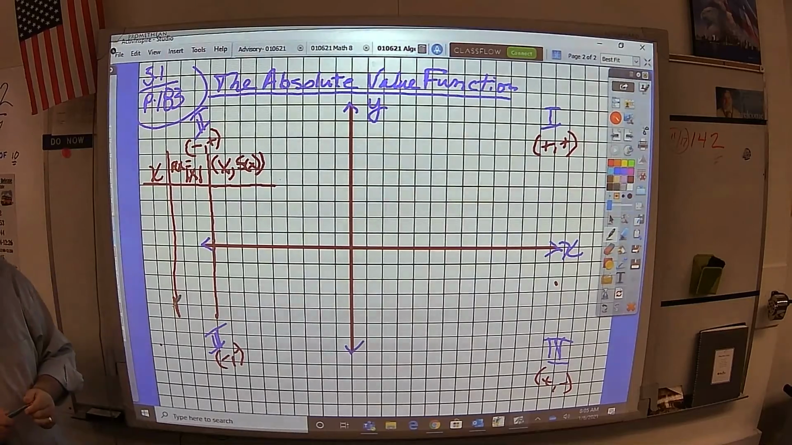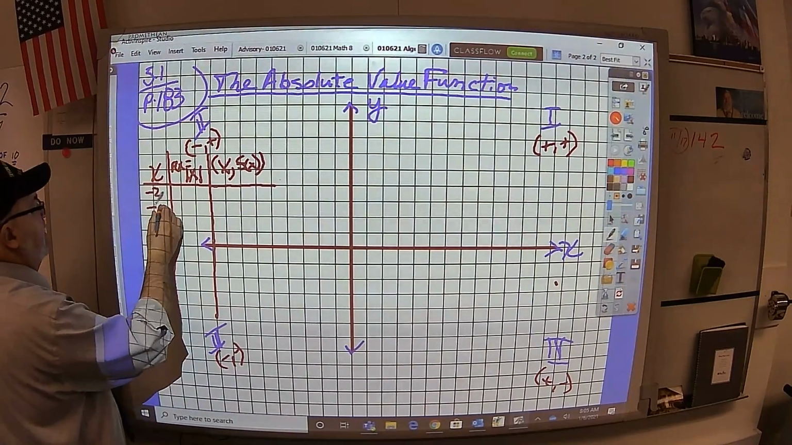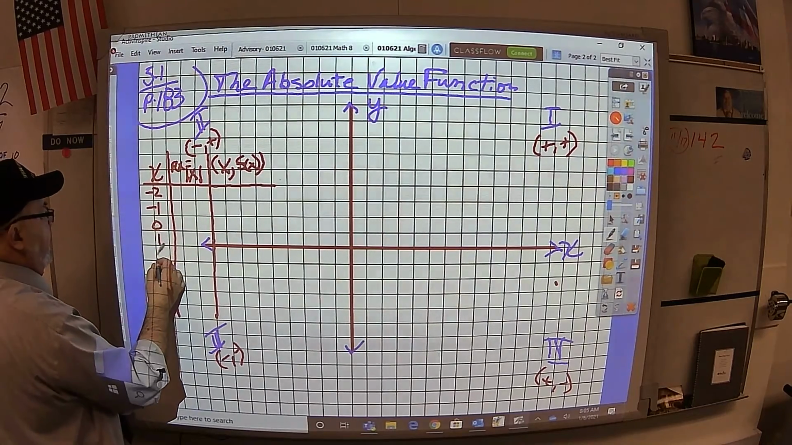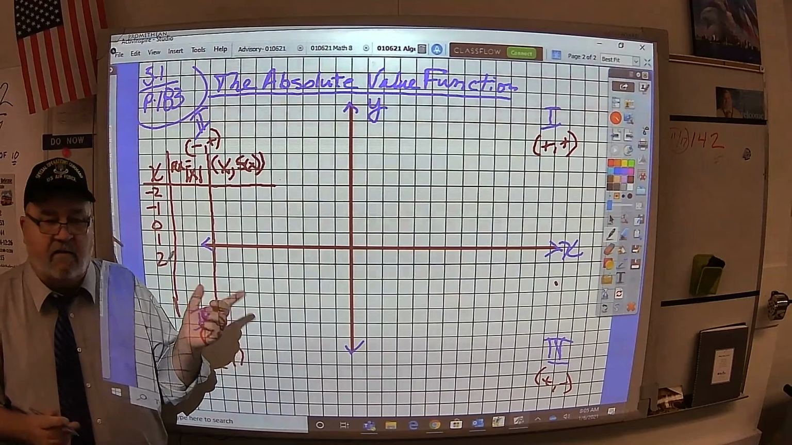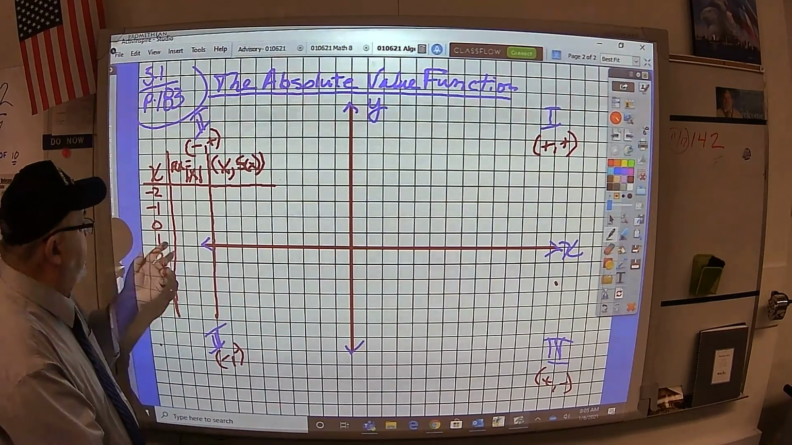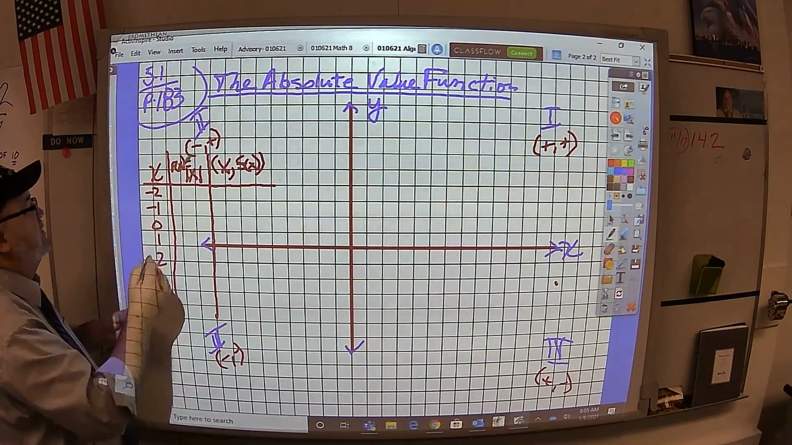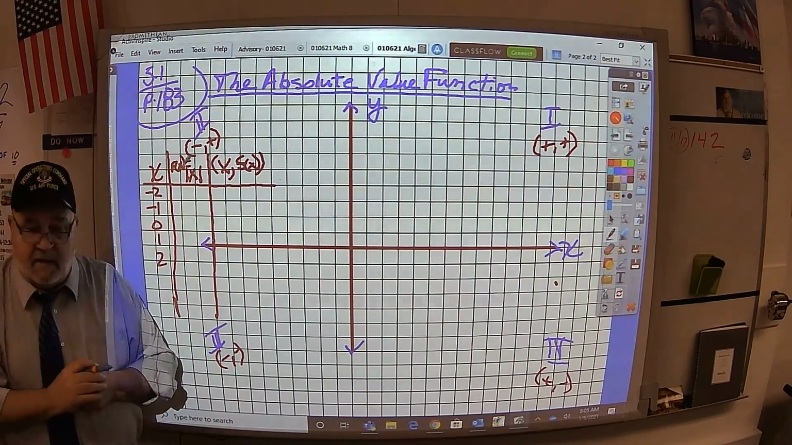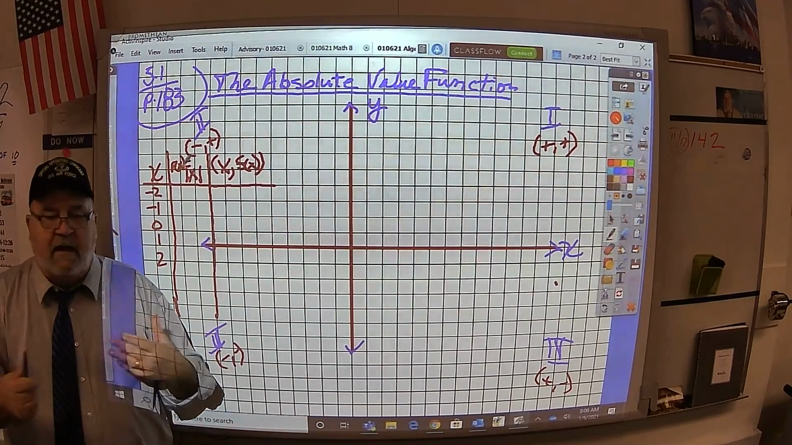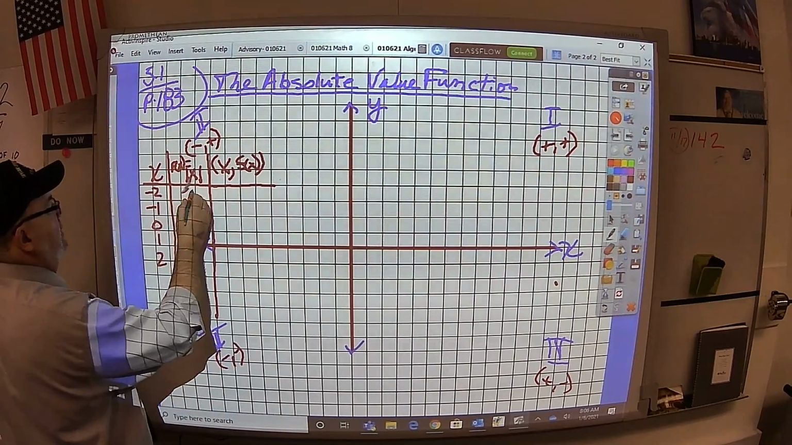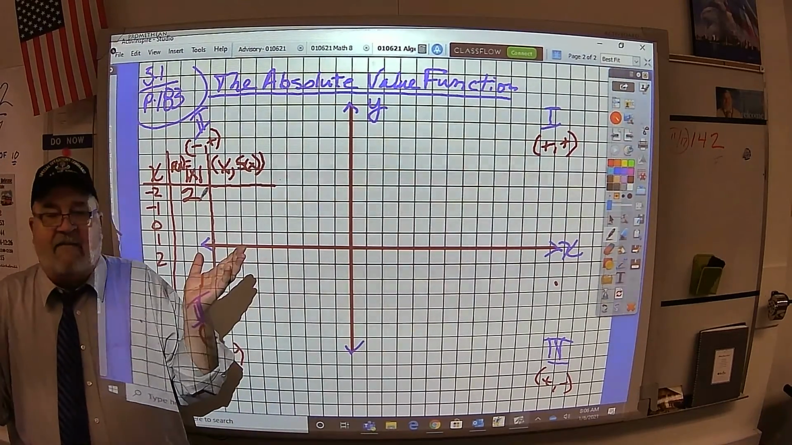Now, what they're telling us to do is use values of x, -2, -1, 0, and +1, +2. This is a common model in graphing, so it shouldn't be much trouble for us. If we take f sub x and say it's equal to the absolute value of x, what's the absolute value of -2? Well, we happen to know that's going to be +2.